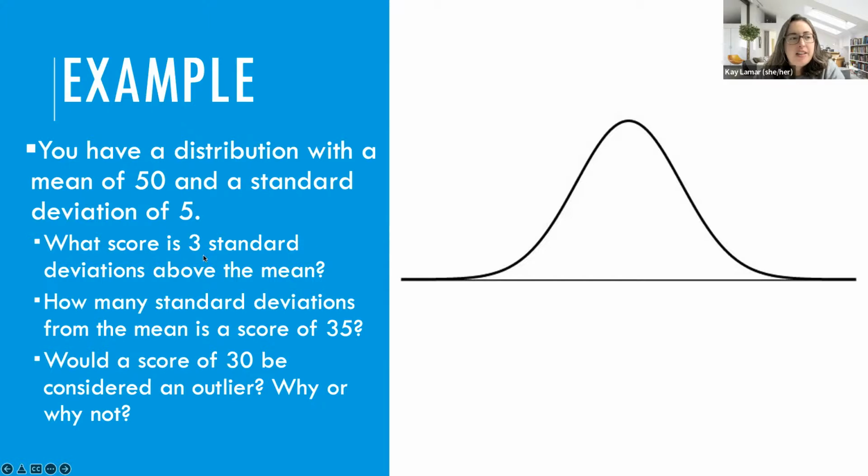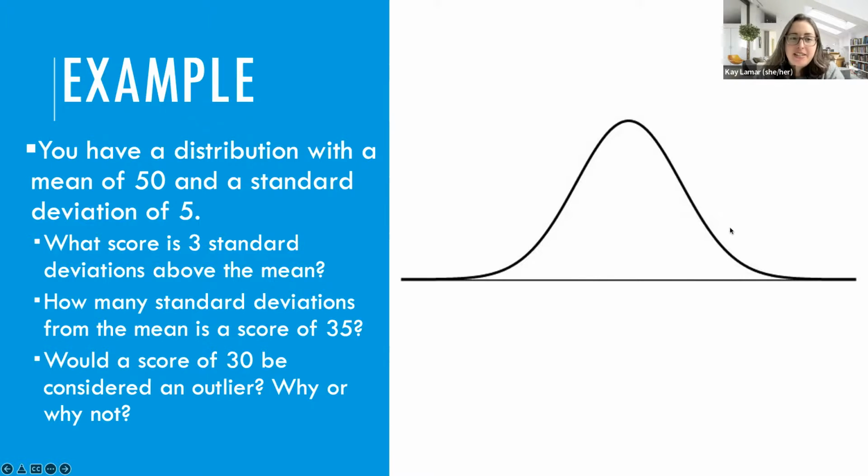What score is 3 standard deviations above the mean? Next, how many standard deviations from the mean is a score of 35? And last, would a score of 30 be considered an outlier? Why or why not? So again, I would encourage you to pause the video here, actually draw a normal distribution on whatever you're taking notes with, and then map out the mean of 50 and a standard deviation of 5 to start answering these questions here.